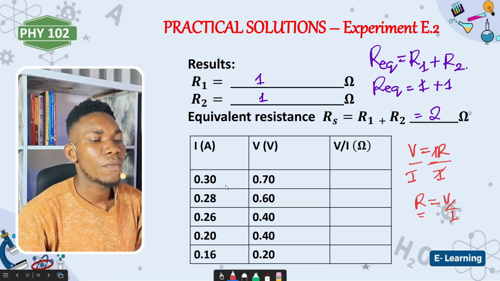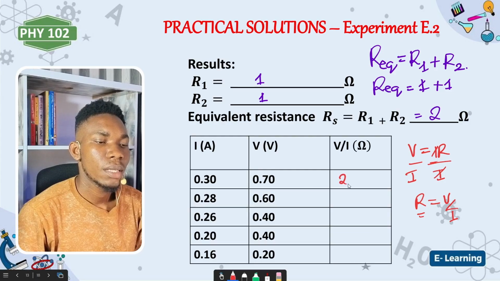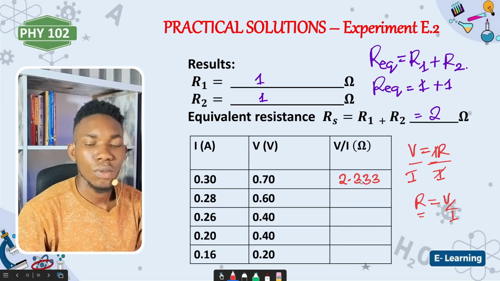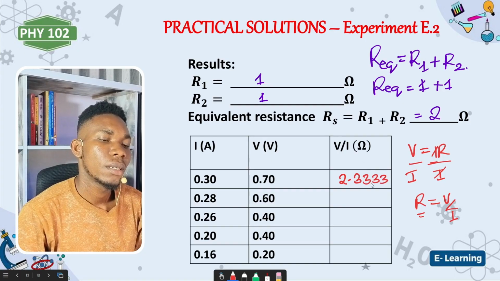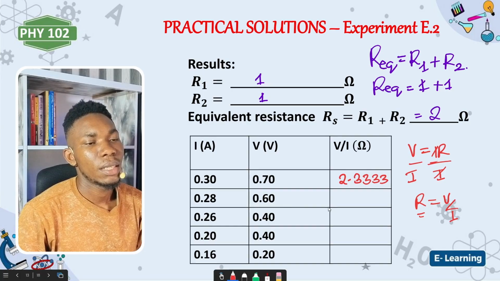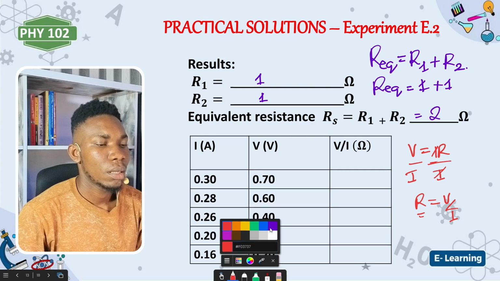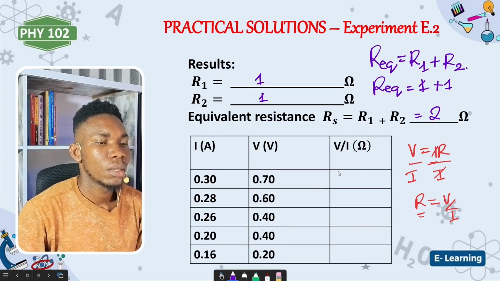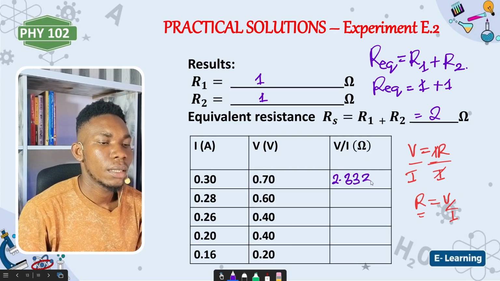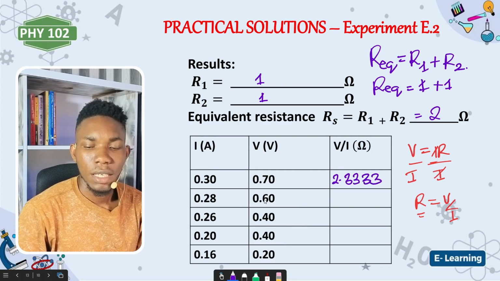For the first one you have here, 0.7 divided by 0.3. What do you get as your answer there? 2.333, to 4 decimal places. All right, 2.3333. Now the next one is 0.6 divided by 0.28.